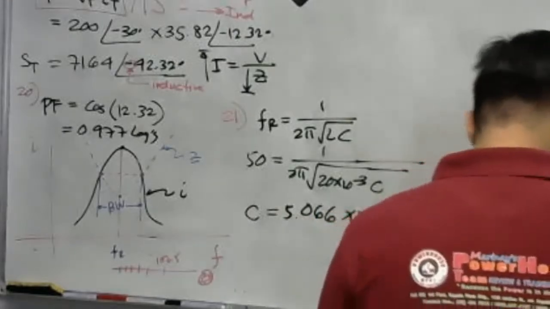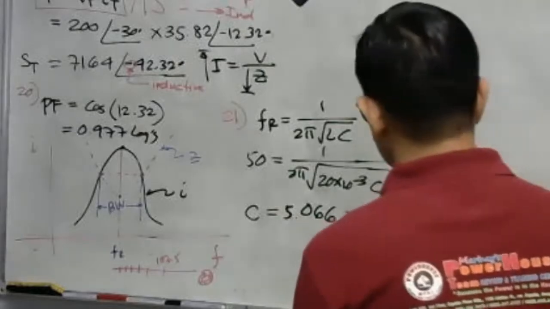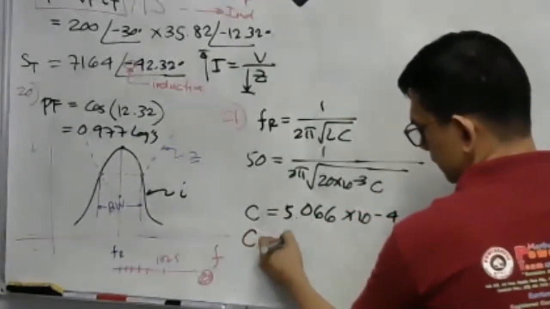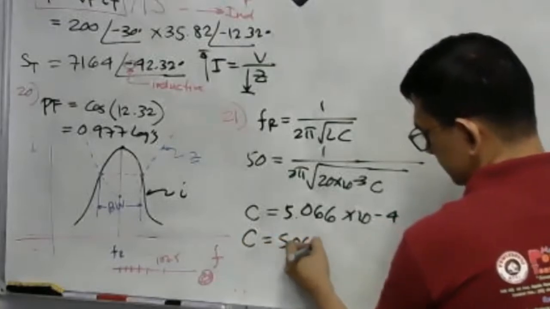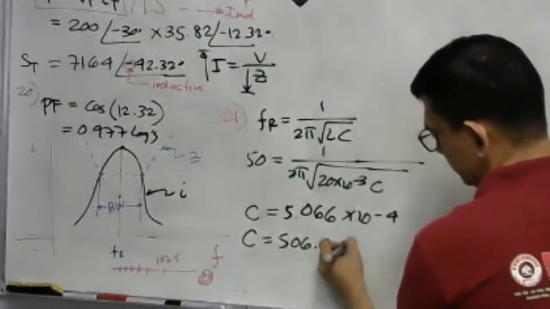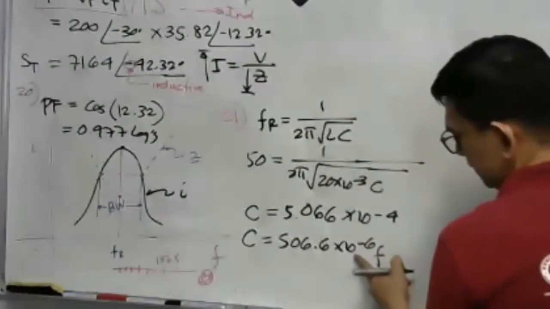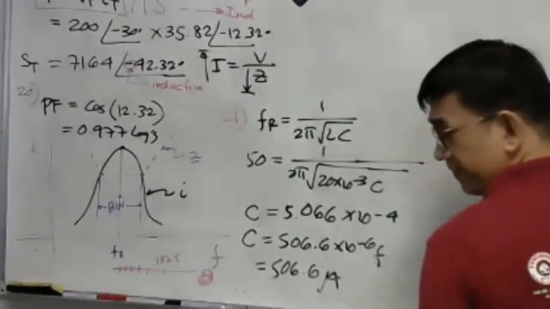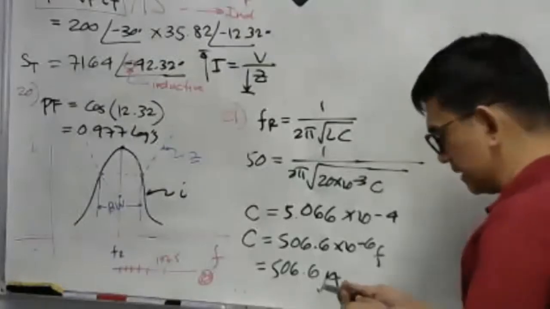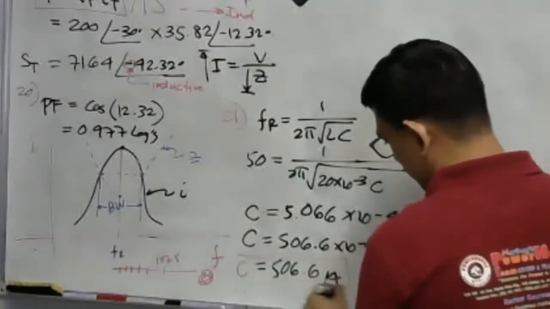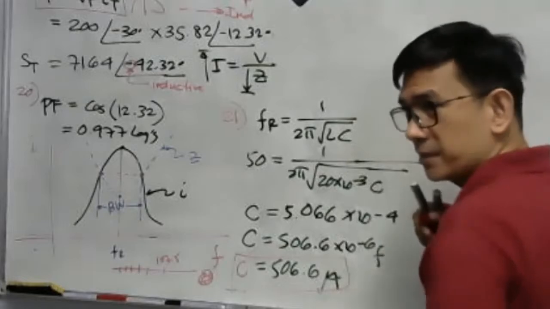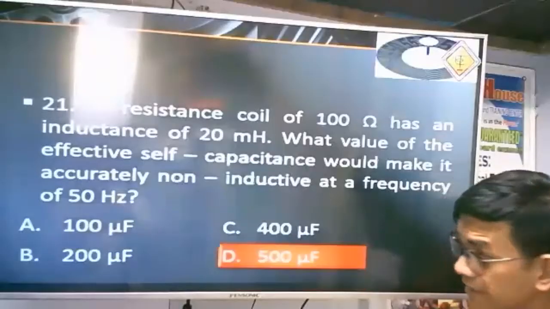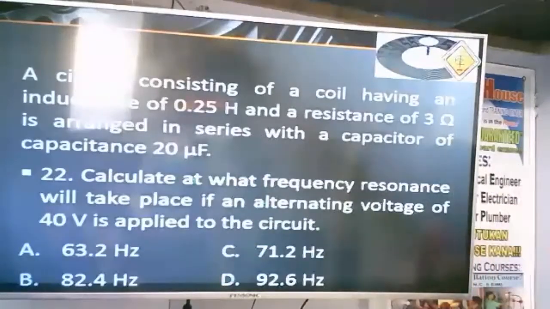But if I'm going to make it a microfarad, like in our choices, we have 506.6 times 10 raised to negative 6 farad, or this is 506.6 microfarad. So that is what happens there. The answer would be letter D.